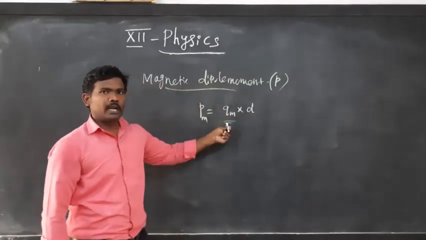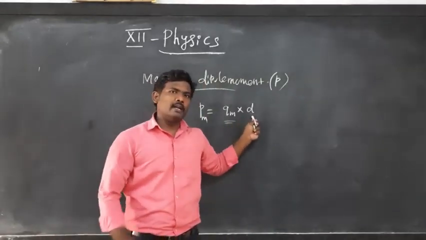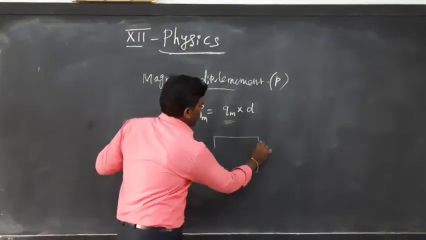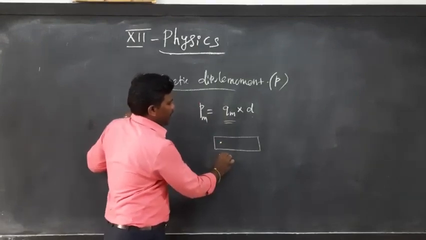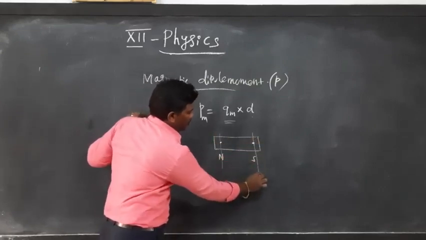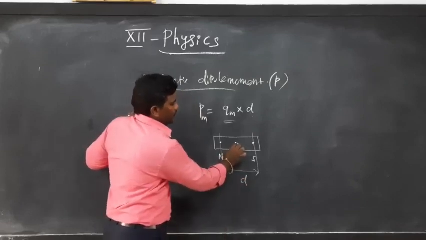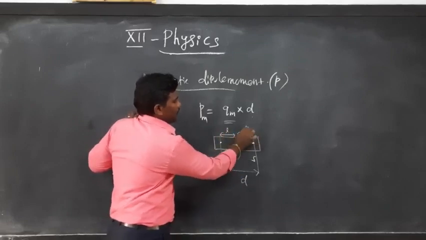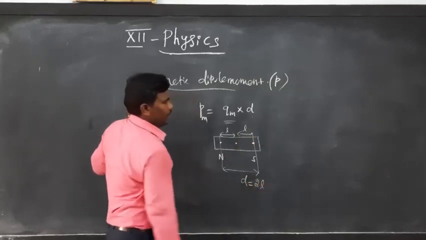This Qm is called the magnetic strength, and D is called the distance between the poles in a magnet. If you consider one bar magnet, because it has a rectangular area, I am taking this as the north pole and this one as the south pole. The distance between the two poles in a magnet is called D. If we take this as the center of the magnet, this length is called L, and this length is another L. So the total distance D is 2L.